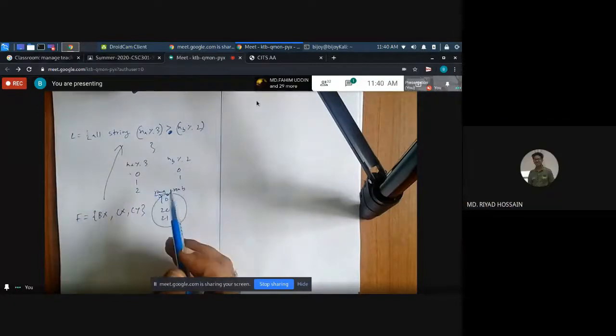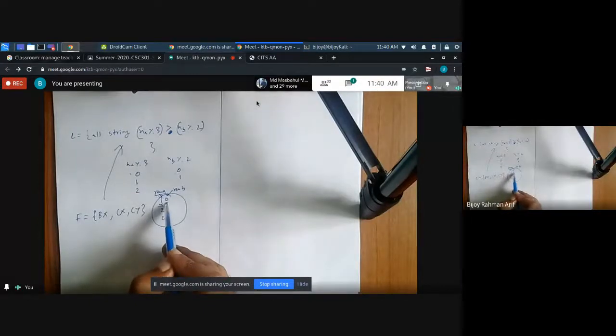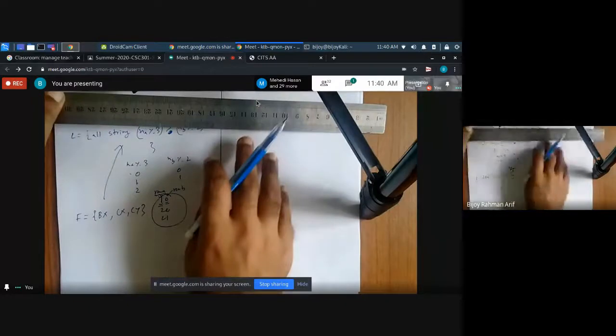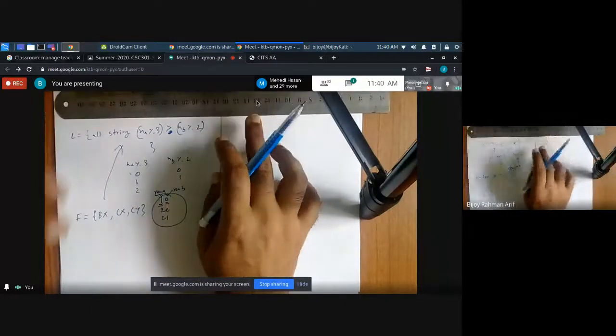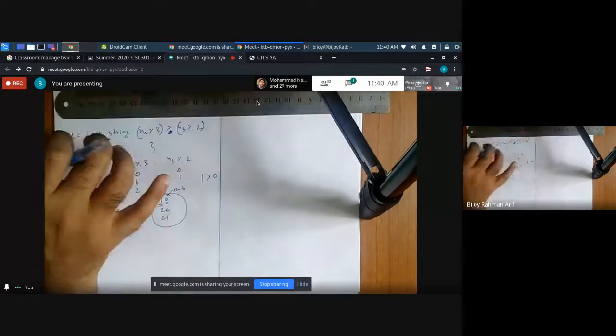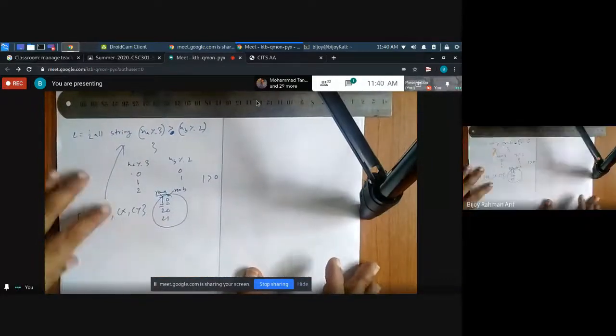Here, number of A mod equal to 1, and number of B mod equal to 0. So it is greater. Right, 1 greater than 0. Am I right or not? Yes.